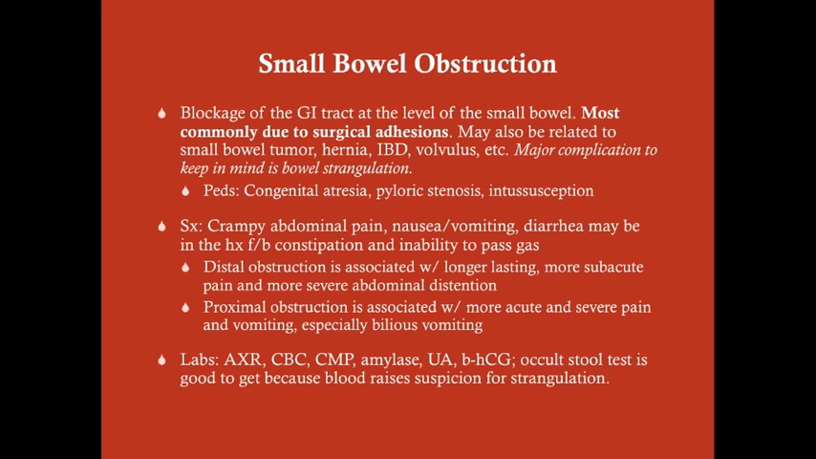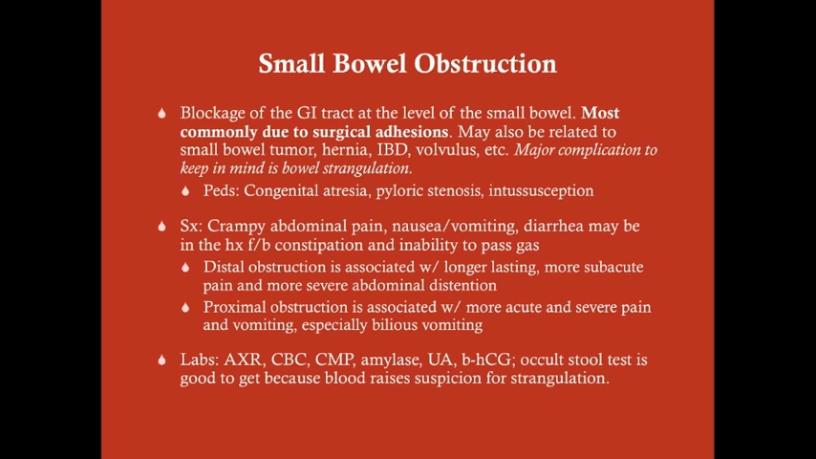So the small bowel obstruction is a blockage of the GI tract at the level of the small bowel, and most commonly in the United States it's due to surgical adhesions. People get surgery in this country for various reasons, abdominal surgery, be it for appendicitis, be it cholecystectomy, or even if you're getting pelvic surgery like a C-section.